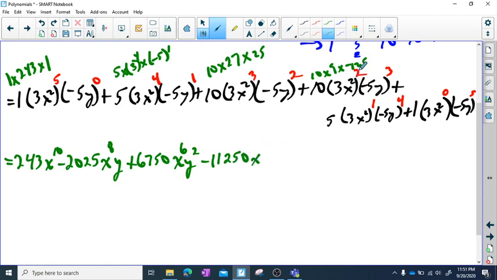X will be to the 4, and y will be to the 1 times 3, will be to the 3. Down here, we've got 5, 3 to the 1, that's 3. Negative 5 in brackets to the 4th power is a positive 625. 625 times 50, 9,375.